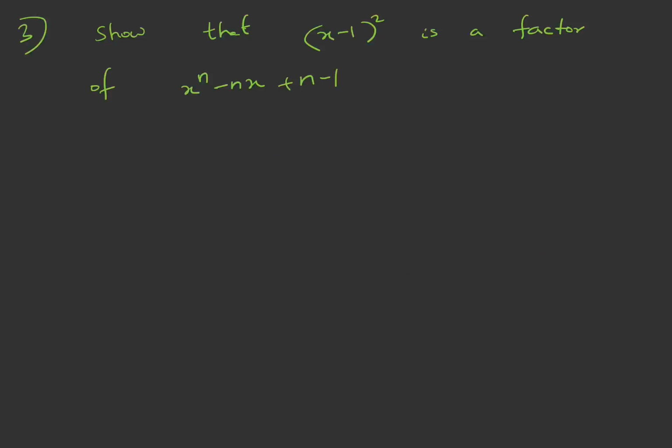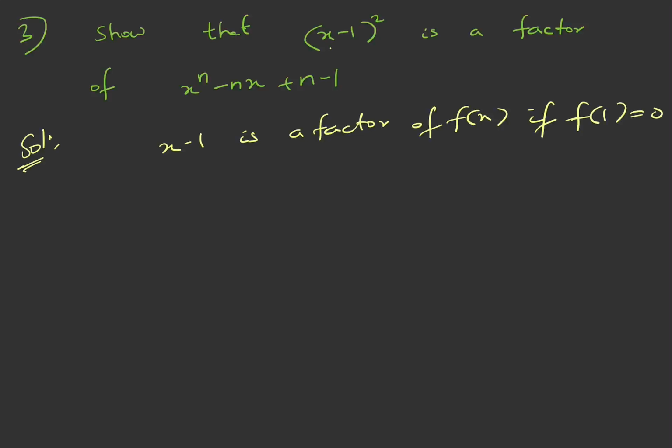So let us move to the third question. Show that x minus 1 whole square is a factor of x power n minus nx plus n minus 1. Now you see, if I want to prove that x minus 1 is a factor of f of x, I will simply prove that f of 1 is 0, right? So x minus 1 is a factor of f of x if f of 1 is 0. Here x minus 1 whole square is a factor, it means x minus 1 is definitely a factor.